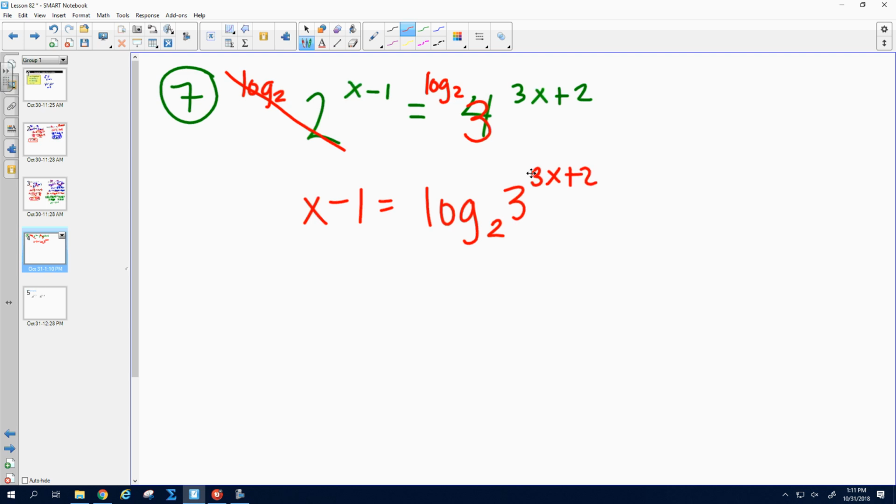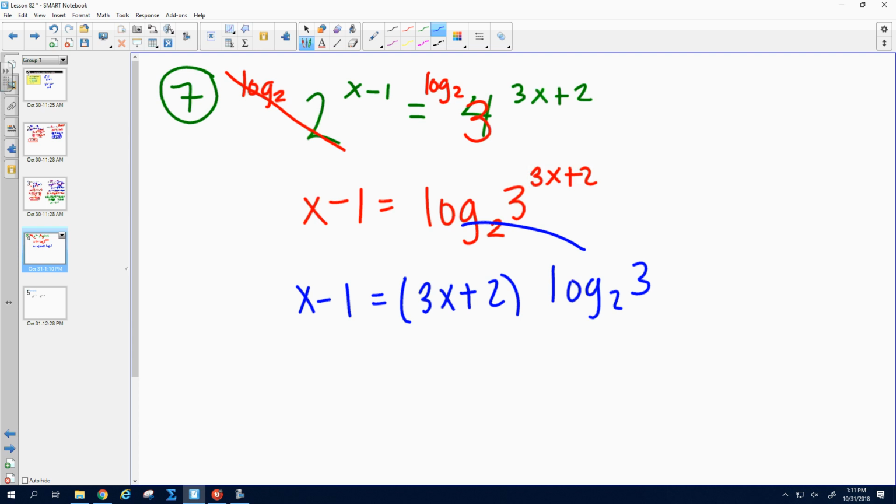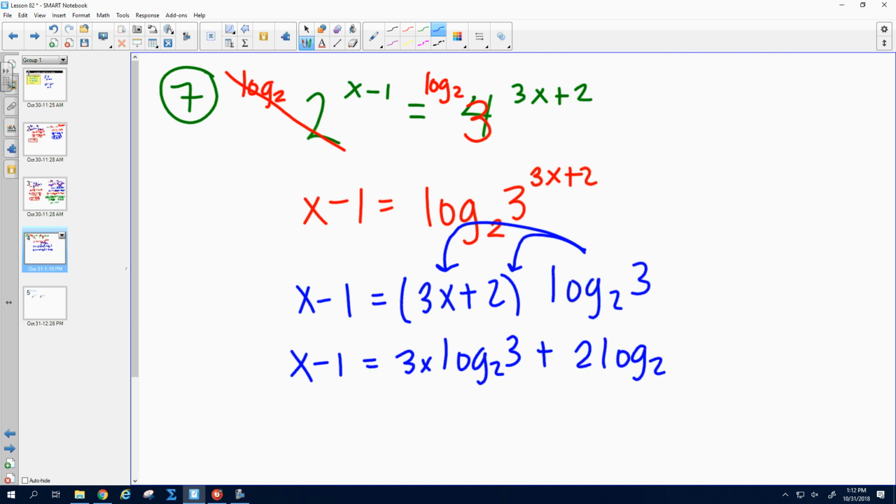All right, so Jake, what would be the next step that we should do on this side? Exactly. And add some parentheses. So I'm moving that whole entire exponent to the front. And then, Kelsey, what should I do to this right-hand side? Yep, we're going to distribute this to this and this to this. So I have x minus 1 equals. This just goes in the front. So it's 3x log base 2 of 3. And then the 2 goes in the front. 2 log base 2 of 3.